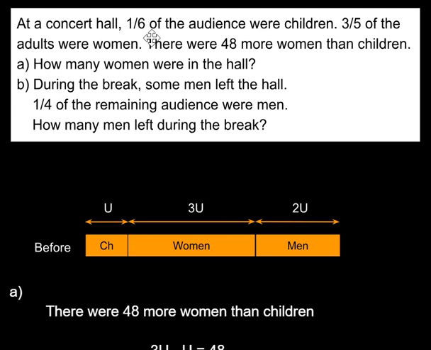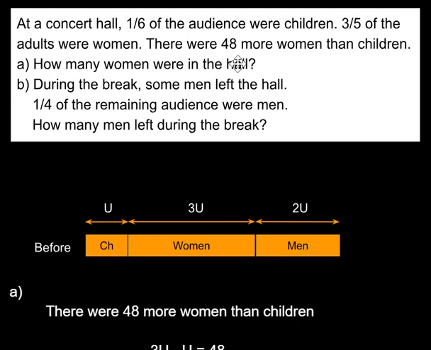Okay, first, at a concert hall, 1/6 of the audience were children. So you draw a bar and one unit is children. So the other 5 units must be adults. Then he says that 3/5 of the adults were women. So since you have 5 units of adults, 3 units are women. So the other 2 units must be men.